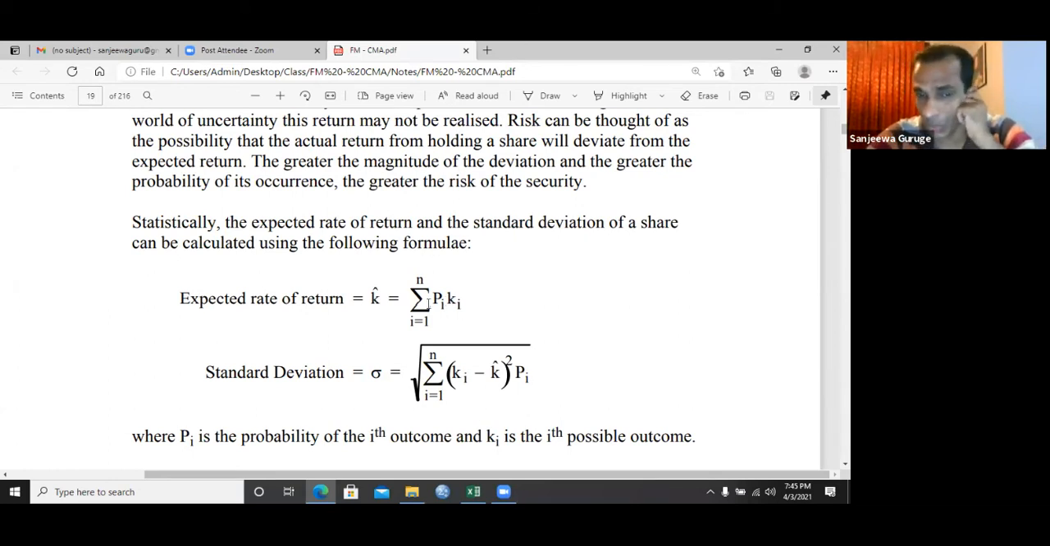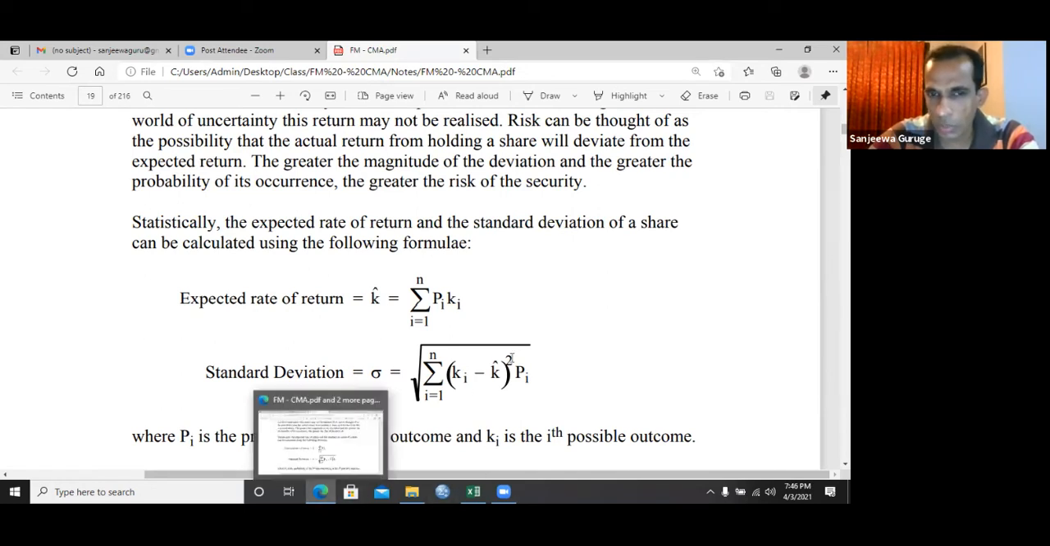So this is what we did earlier. The probability should be multiplied by each possible return, and then we need to get the total. We need to get the total, the expected return.